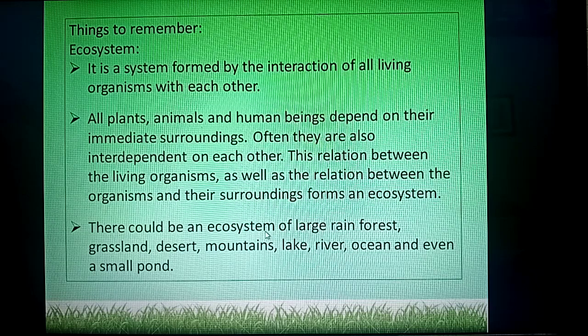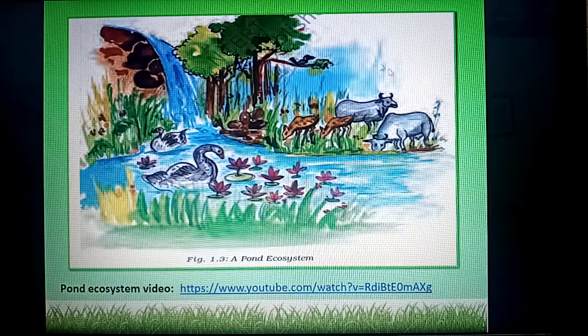There could be an ecosystem of a large rainforest, grasslands, desert, mountains, lake, river, ocean, and even of a small pond. This is the ecosystem of a small pond. You can see that all organisms, living and non-living, they all are dependent on each other through this picture. Now, I have given one more website over here for you to watch a video to clear the topic.